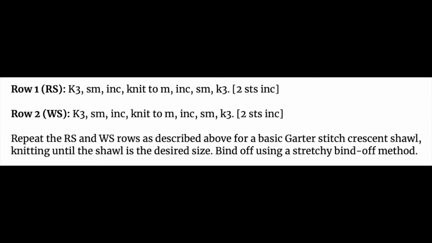In a basic pattern, you're going to work an increase at each edge on every single row. So you would knit your edge stitches, work an increase, knit the body of the shawl, work another increase, knit the edge, and then repeat that for every single row. That would give you 4 increases for every pair of rows. We pair up our rows, a right side row followed by its wrong side row. So for every 2 rows, you're working 4 increases.